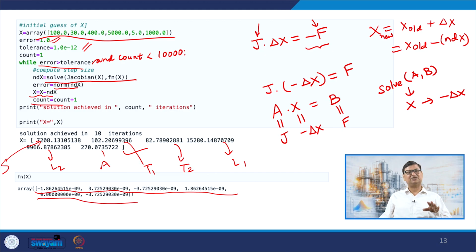Of course, none of the x values are negative, which cannot be, because temperatures and flow rates cannot be negative. So just before we close on any numerical problem, it's a good idea to check whether it is making any physical sense or not.